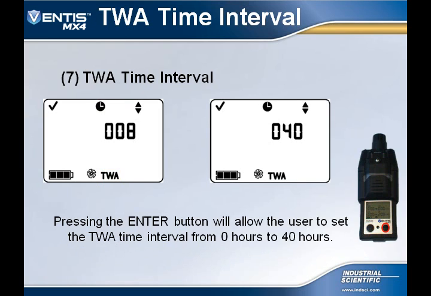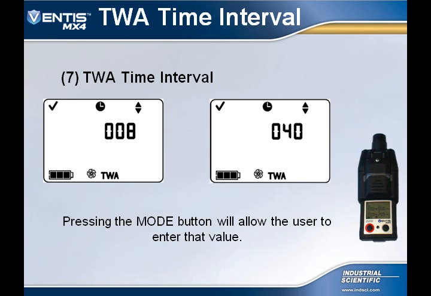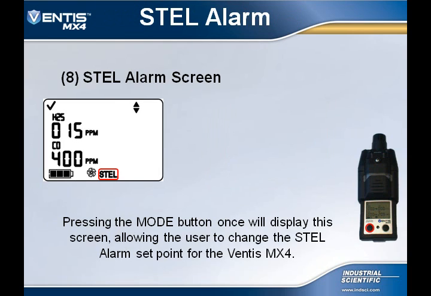Pressing the Enter button will change the TWA time interval. The interval set point can be set from 0 hours to 40 hours. Pressing the Mode button will enter that set point. Upon completion of setting the TWA time interval, this will take the user to the next screen. This is the STEL alarm set point.